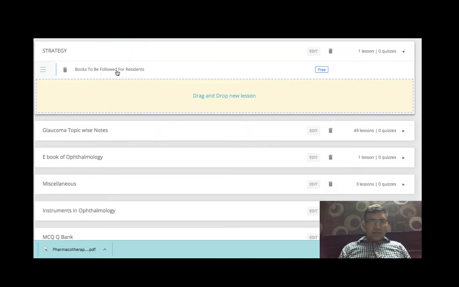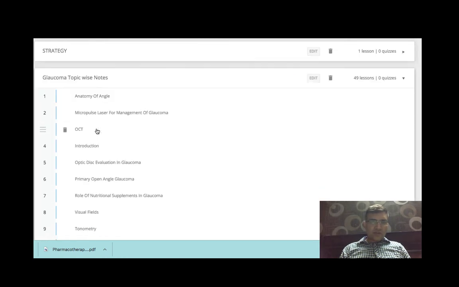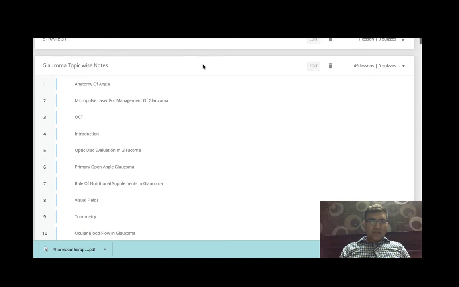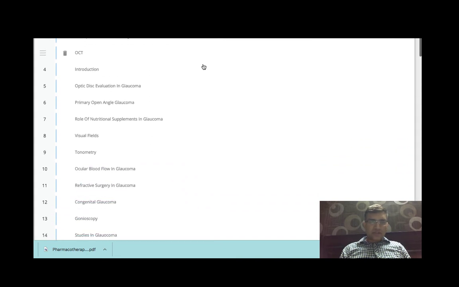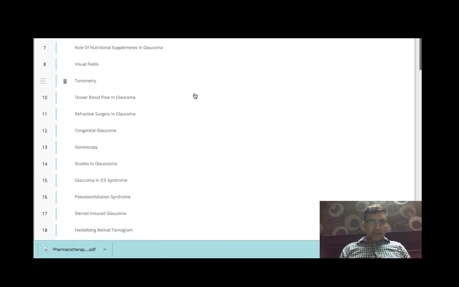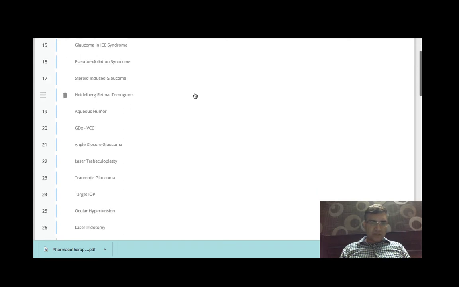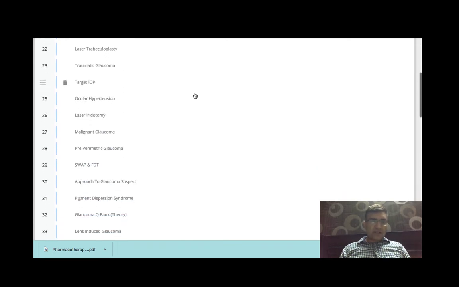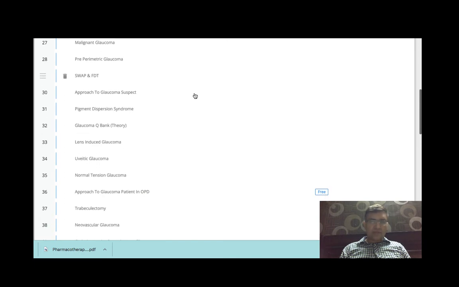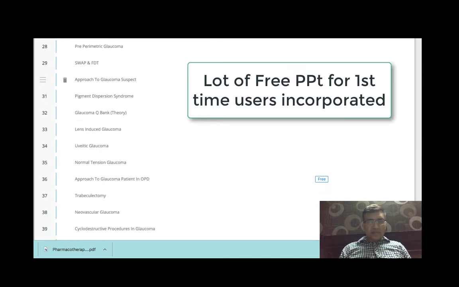So first of all, we have books that are to be followed for the residents. Then we have the glaucoma topic-wise notes. So let's say you have around 40 to 45 questions which come in your PG exam. So every topic is basically introduced in PPT form, and you can see it and have the references also given in these PPTs. If you want any other topic in glaucoma, you can just let me know and I would put the PPT for that. That would be very useful for you.